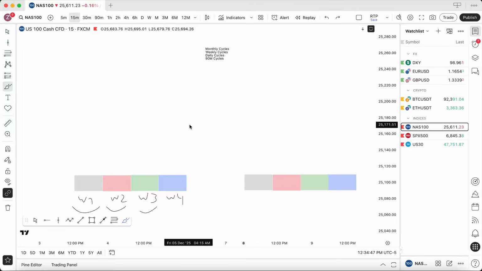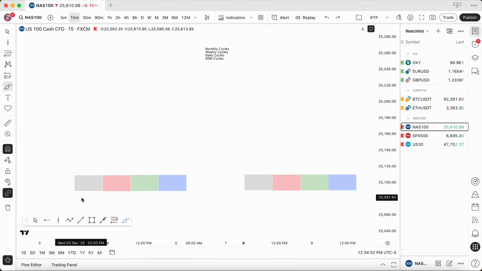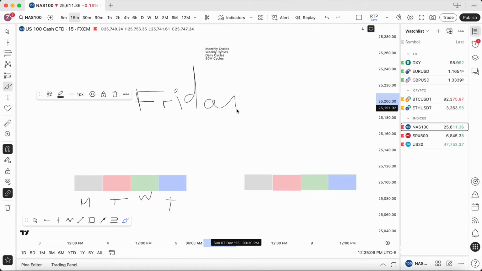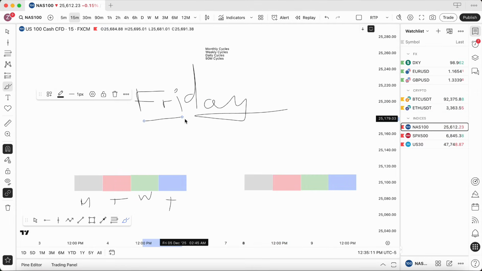Now let's say the weekly cycles. The weekly cycles are Monday, Tuesday, Wednesday, and Thursday. Friday has its own criteria for what it should do, and this will be explained maybe.